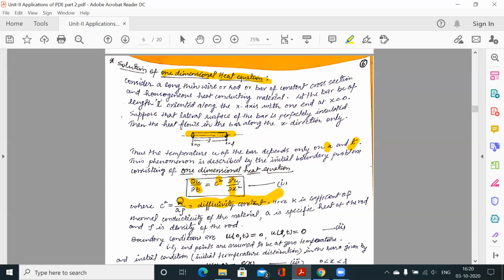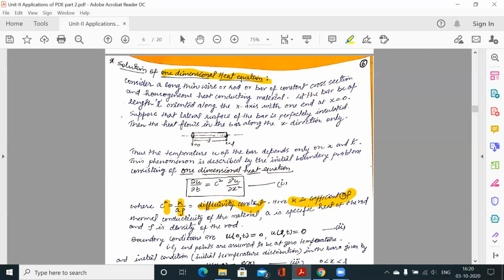So it is described by this one-dimensional heat equation, this partial differential equation: del u over del t is equal to c square del 2u over del x square. Here c square is called the diffusivity constant. There are a lot of parameters that are problem dependent.